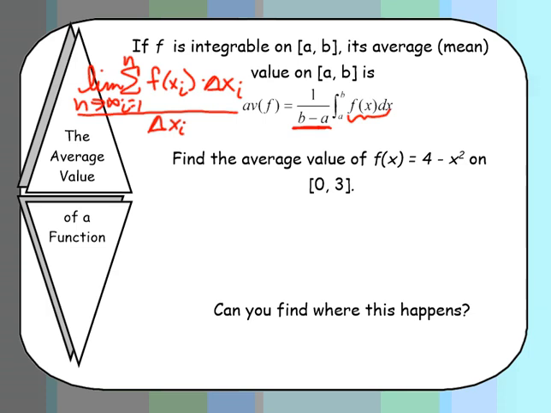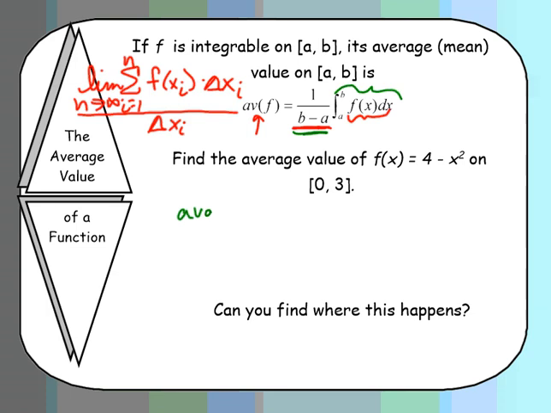Okay? So, if f is integrable on the closed interval from a to b, it needs to be closed, it cannot be open, then its average or mean value on that closed interval is, average value of f, that's how you read that, equals 1 over b minus a times the integral from a to b of f of x dx. This part adds it all up. This part divides by however many there are. So when it says find the average value of f of x equals 4 minus x squared on the closed interval from 0 to 3, then you would have your average value of f.